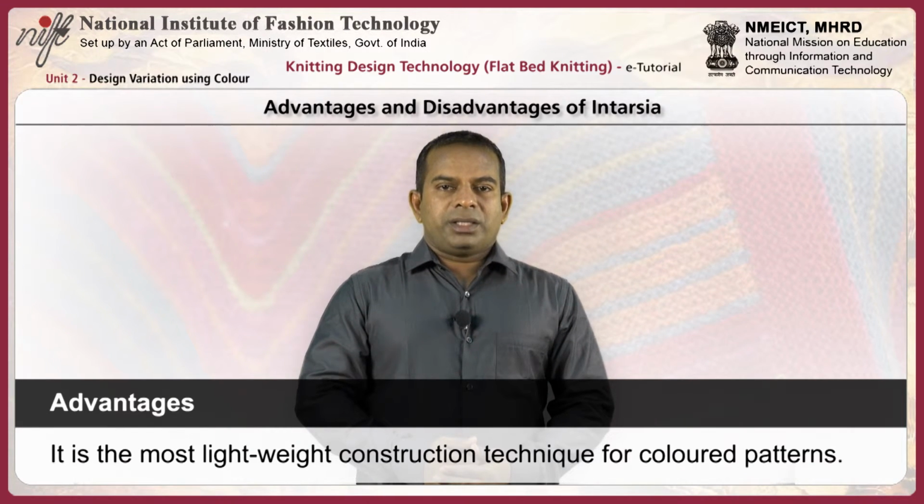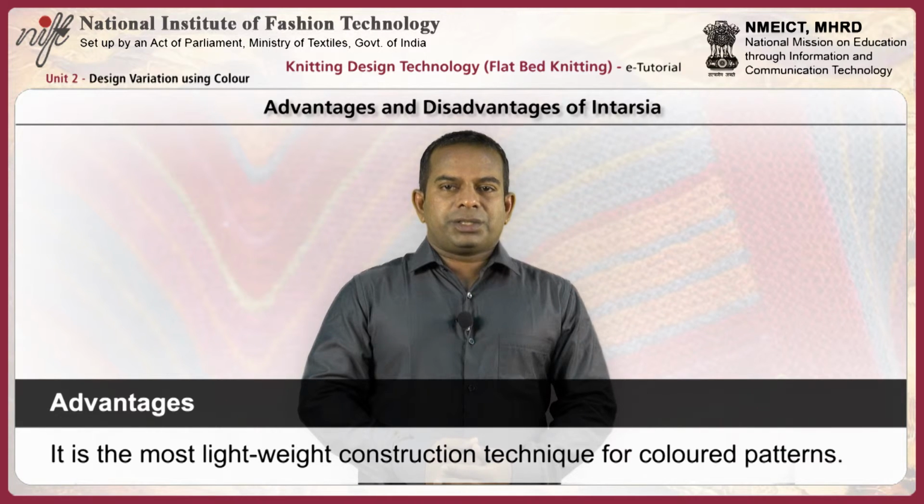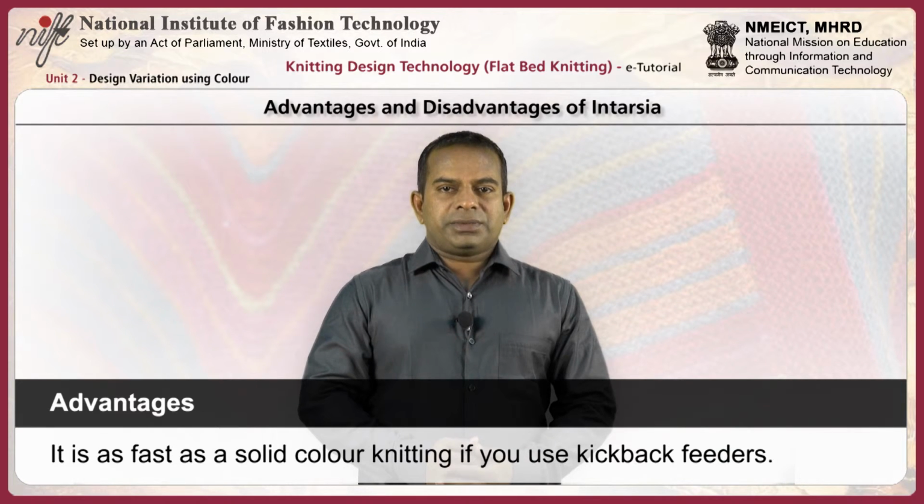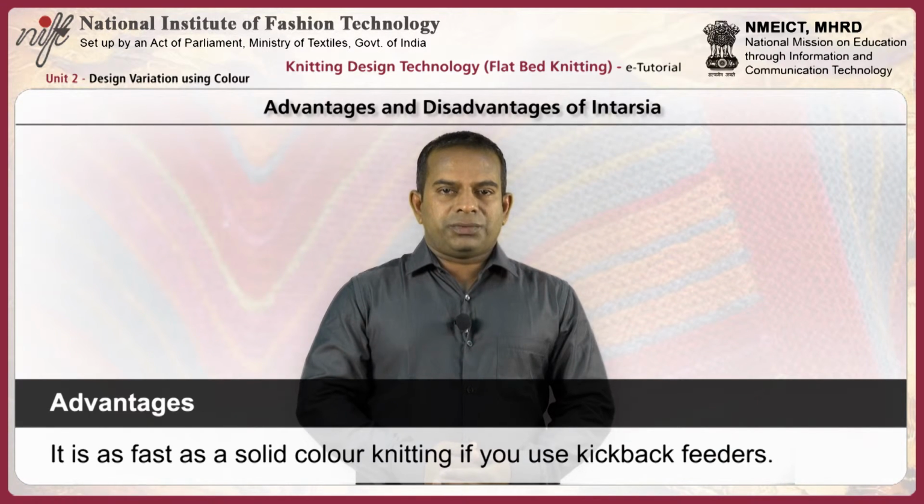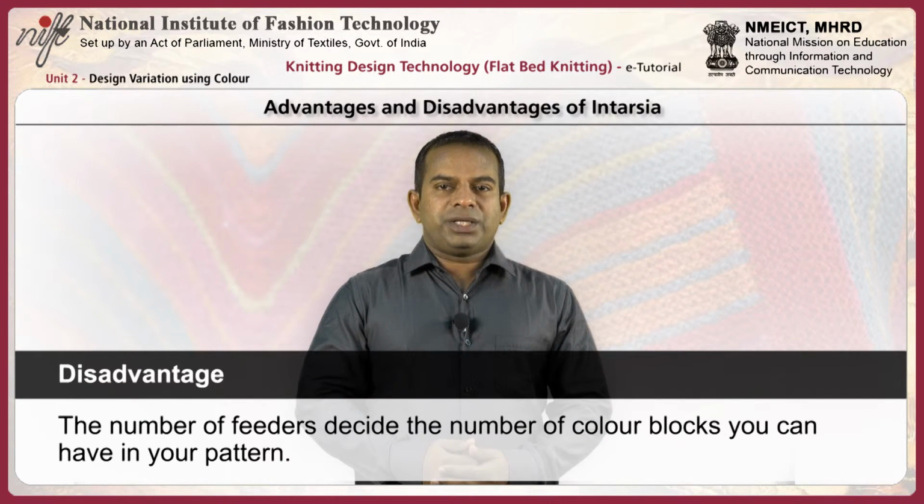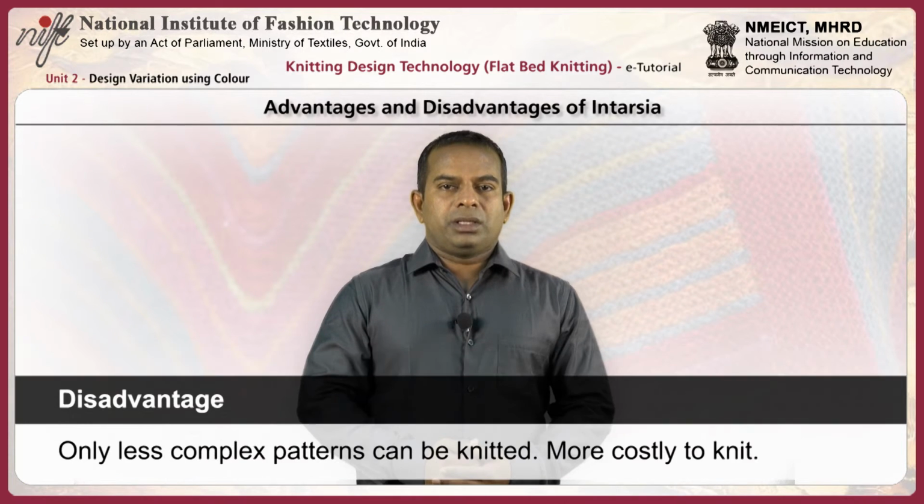Advantages: it is the most lightweight construction technique for colored pattern. There is no wastage of yarn like in jacquard. It is as fast as solid color knitting if you use kickback feeders. Disadvantages: the number of feeders decide the number of color blocks you can have in your pattern. Only less complex patterns can be knitted, and it is more costly to knit.